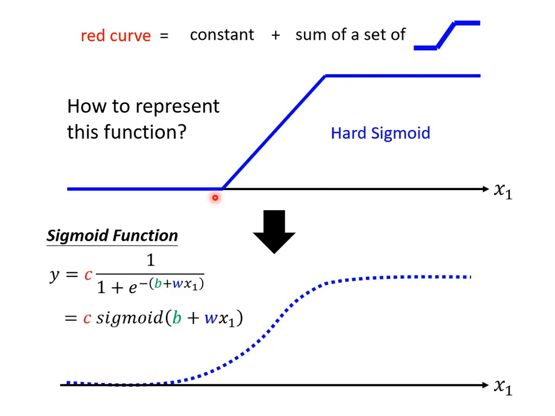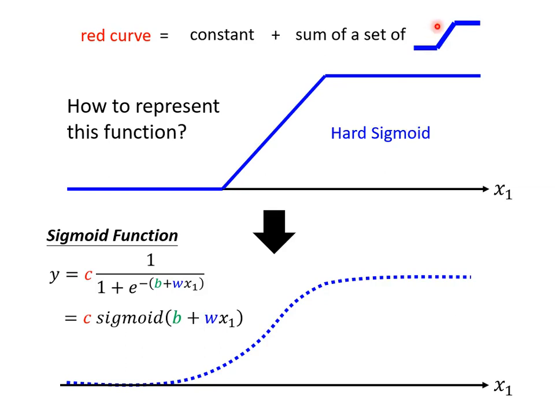It's just that since we started with the blue function first, rather than the normal sigmoid function, it would be a bit confusing to mention hard sigmoid before we introduce the normal sigmoid function. Thus, we first introduce the normal sigmoid function. Then we say that this function can approximate the blue function, which is commonly known as the hard sigmoid.